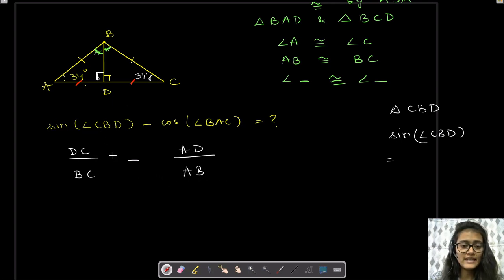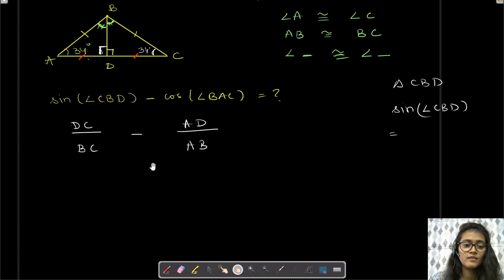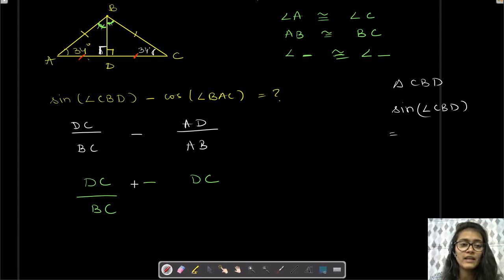And so DC and AD, now just look at the numerators, DC and AD. We have just concluded that DC and AD are going to be congruent, right? So I can write DC in place of AD. And BC and AB, it's already given that they are congruent. So basically this sum will be equal to 0.